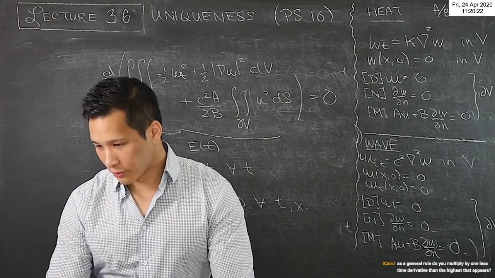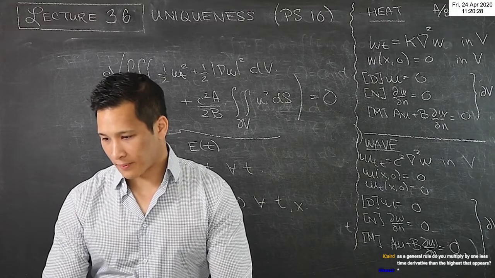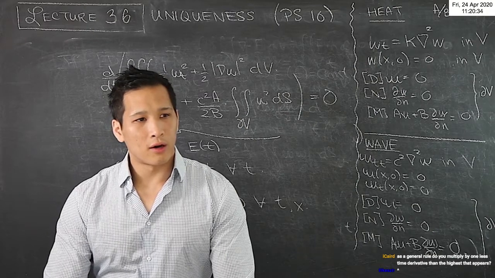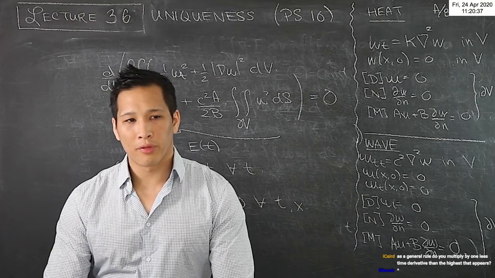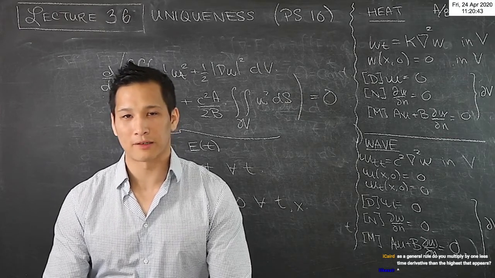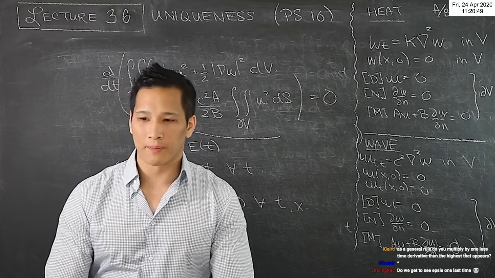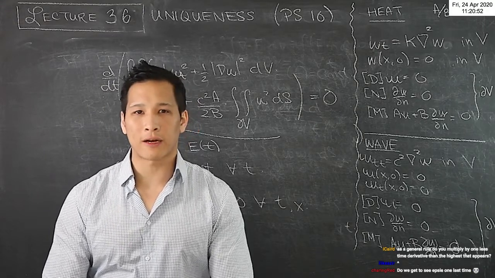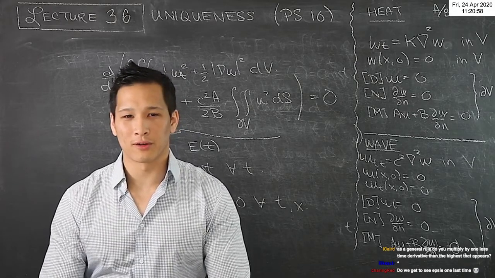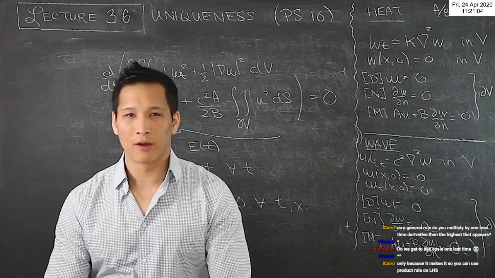As a general rule, do you multiply by one less time derivative than the highest that appears? This is a very good question. In terms of proving uniqueness, I personally don't know whether there are universal tricks to what you should be multiplying by. The first step is to take the PDE and multiply it by a factor. One of you is saying that it looks like the factor you should multiply by is always one less time derivative. I don't know whether that is a universal trick. Given a general PDE, what is the factor you should be multiplying by? I don't know the answer to that.